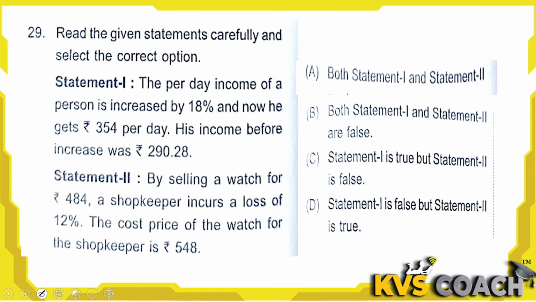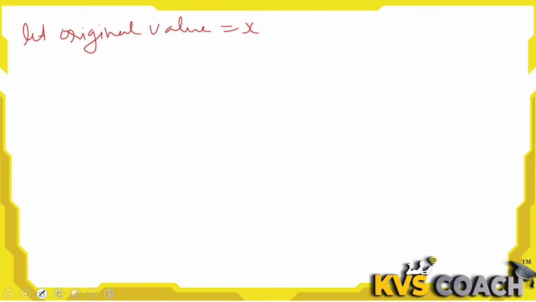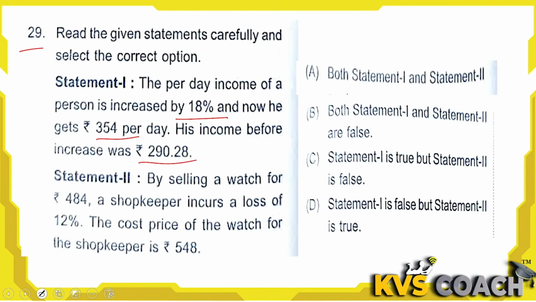Got it? Next question is 29. Read the given statement carefully and select the correct option. The per day income of a person is increased by 18% and now he gets 345 rupees per day. His income before the increase was 290.28. So we have to find out if this is the right statement or not. Let's check. Let it be X. Here they are saying that income is increased by 18%.